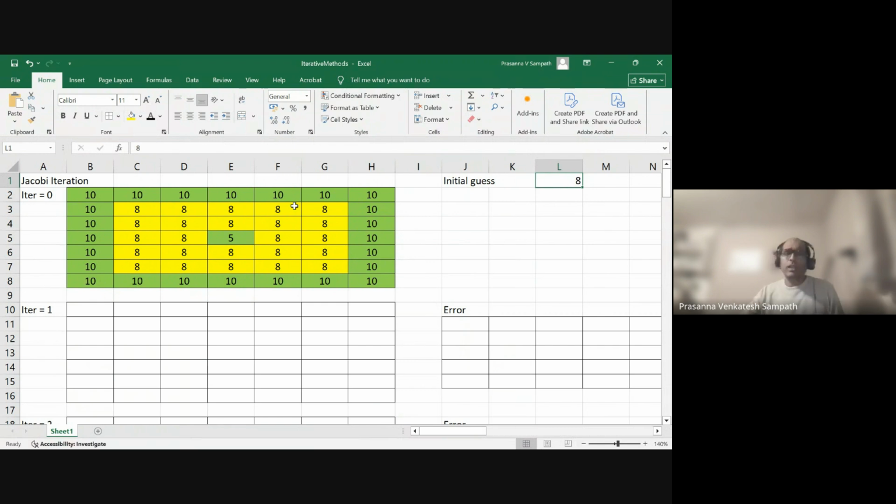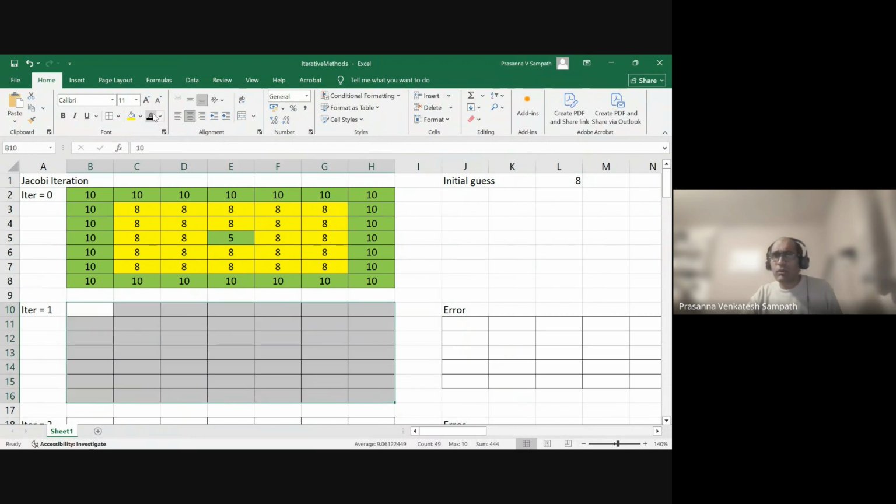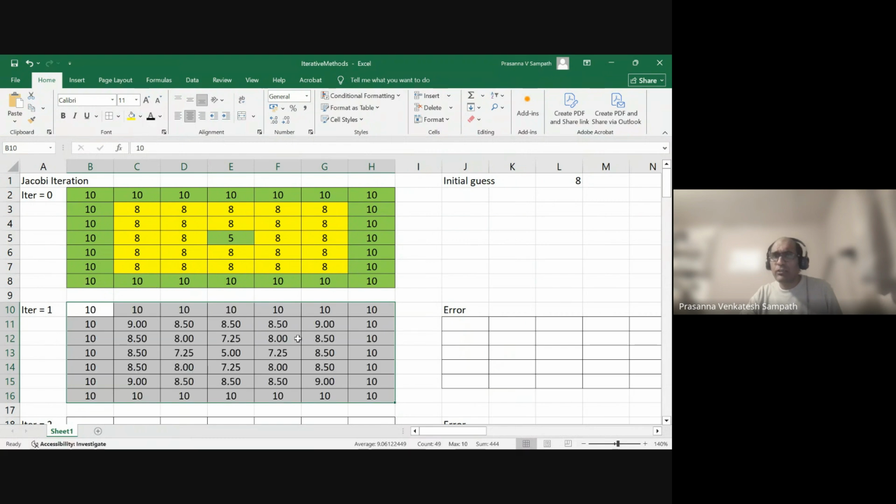So then how do I compute this? I'm going to show you how to do that. These are the values after one iteration. How is this iteration calculated? I'll go to any one cell and show you the formula there.